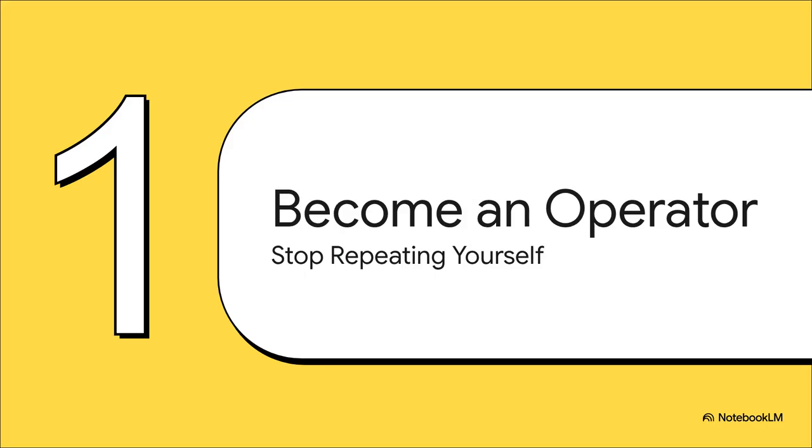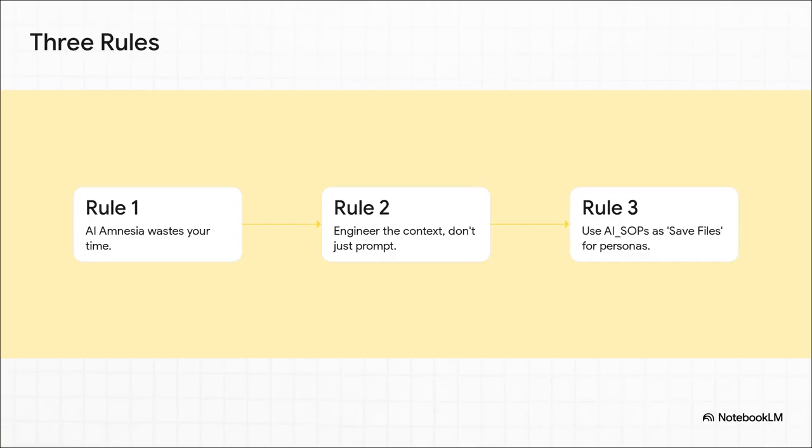So let's wrap this all up. The big takeaway here is to shift your thinking. You're not just a user anymore. You're an operator. It's time to stop repeating yourself and start engineering the results you want. So here are the 3 simple rules to remember. Number 1, AI amnesia is a huge waste of your time. Number 2, don't just prompt. Engineer the context right from the start. And number 3, use these AI SOPs as save files for all the different AI personas you need.